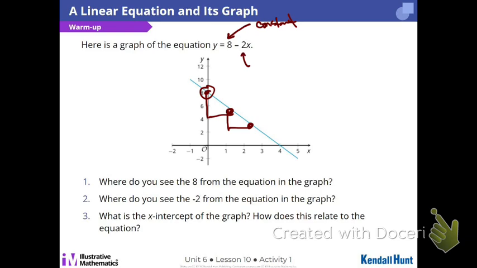Notice it is the coefficient of the linear term. The coefficient, the number in front, the coefficient. It's the -2. I see it on the graph and I see it in the equation. Okay? What about the x-intercept?